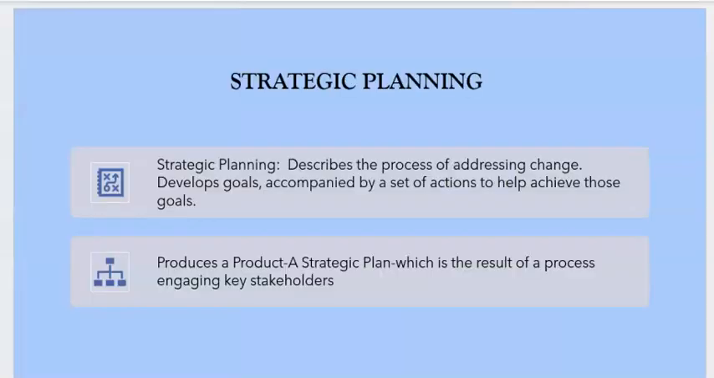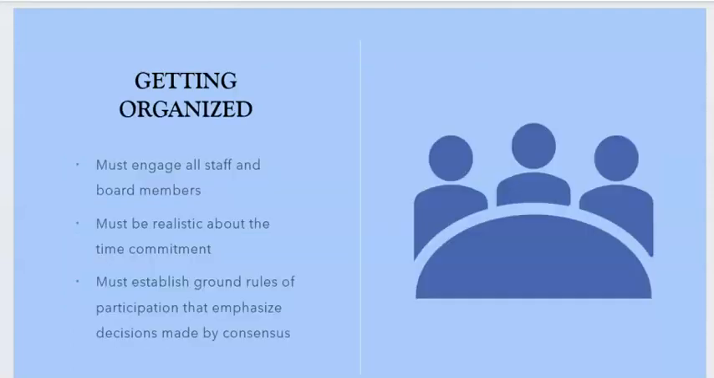Now let's move on to looking at the PowerPoint 636 Week 5. Strategic planning. Strategic planning describes the process of addressing change. It looks at the development of goals accompanied by a set of actions to help achieve those goals, and produces a product, a strategic plan, which is the result of a process of engaging stakeholders.